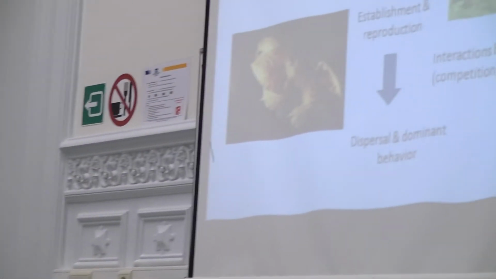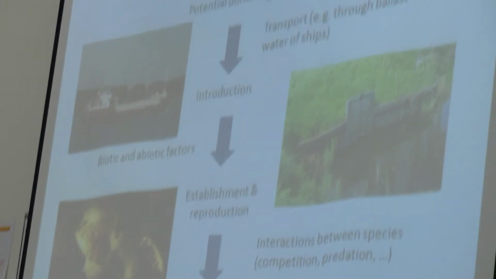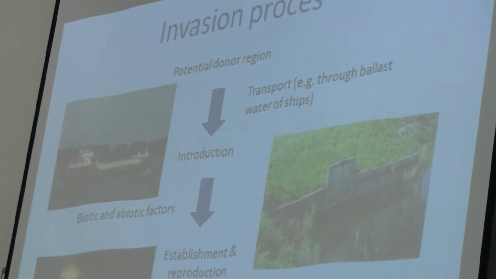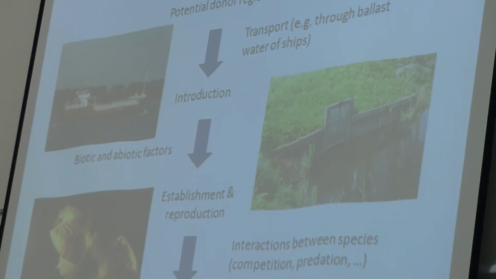There is a certain process going on with the invasions. First of all, species originate from a potential donor region and they can be introduced into a new region. Most of the time, as said, this goes via transport, for example, of ballast water. And then at this point, biotic and abiotic factors play a crucial role whether the species is able to establish and reproduce or not. And then in the final stage, they can disperse and whether or not become dominant. And in this final stage, the interaction between species like, for example, competition and predation plays an important role.